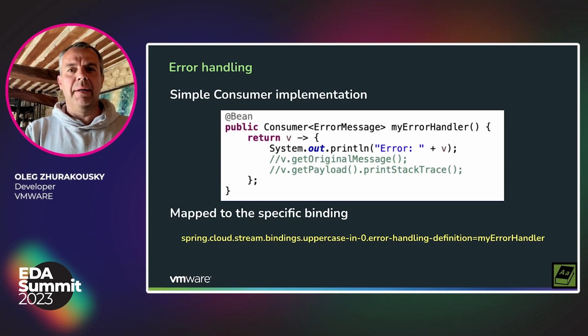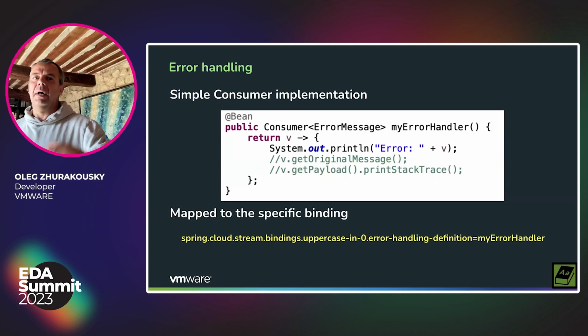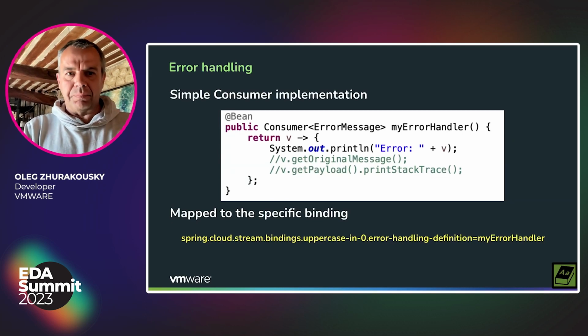Right now, you don't have to know anything other than just a simple way of creating a consumer to handle your error, and then define a property for this binding called uppercase-in-0 error handling definition, which is going to be my error handler. That means if this function fails, then the error handler is going to be this consumer, and you put your code in here. You'll receive an error message from which you can extract the original error message or print the stack trace or do whatever it is you want to do.